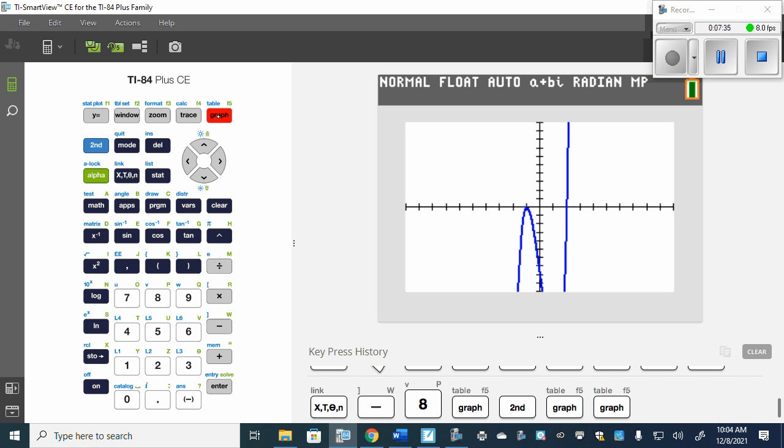So the end behavior, because this is an odd degree, yes? And the leading coefficient was positive. So going out to the left, it should end up going down, and extending it out to the right, it should end up going up, yes? Is it doing that?